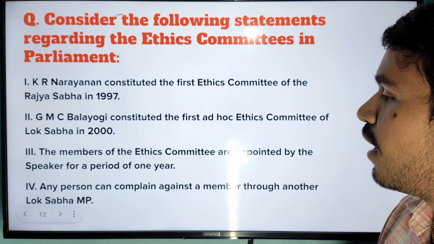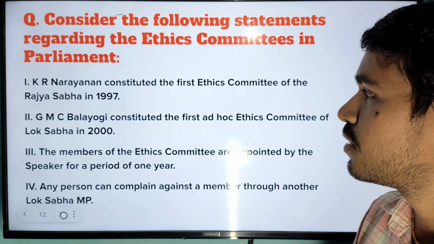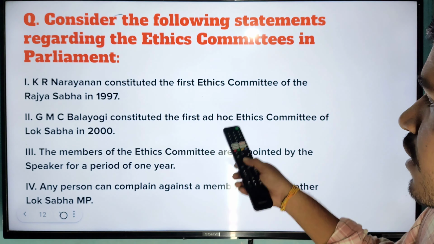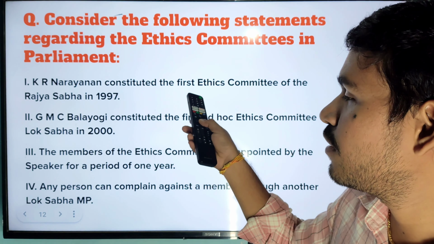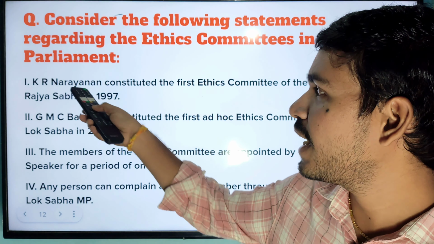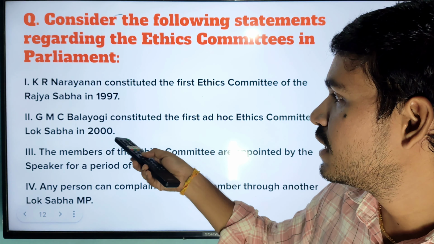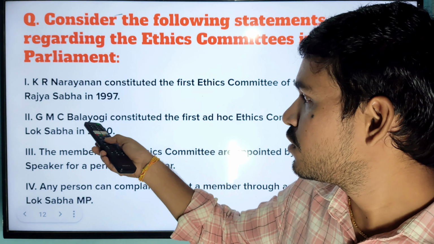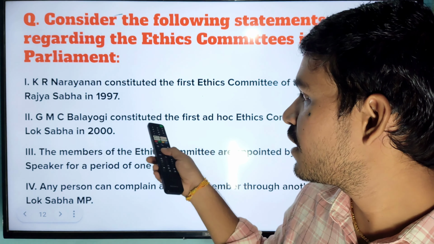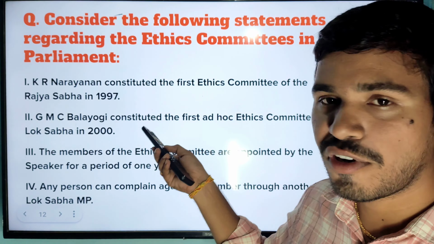So in this one, all the statements are correct. In first, it is constituted in Rajya Sabha. This committee is formed in Rajya Sabha first by K.R. Narayan. After that, GMC Balayogi introduced that one. He is the chairman at that time. He is the Lok Sabha speaker at that time. At that time he introduced it in Lok Sabha.